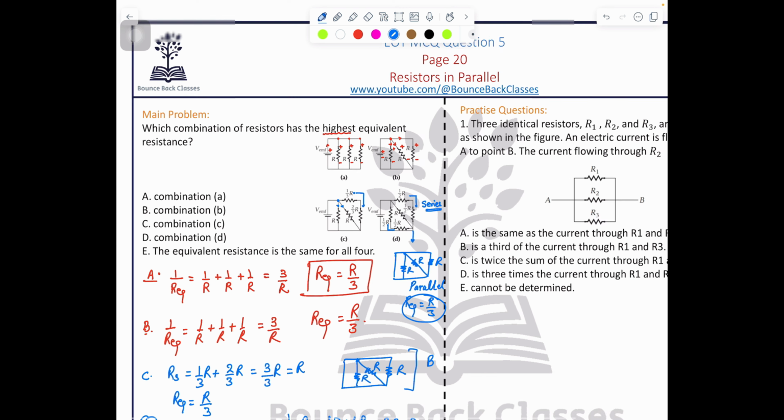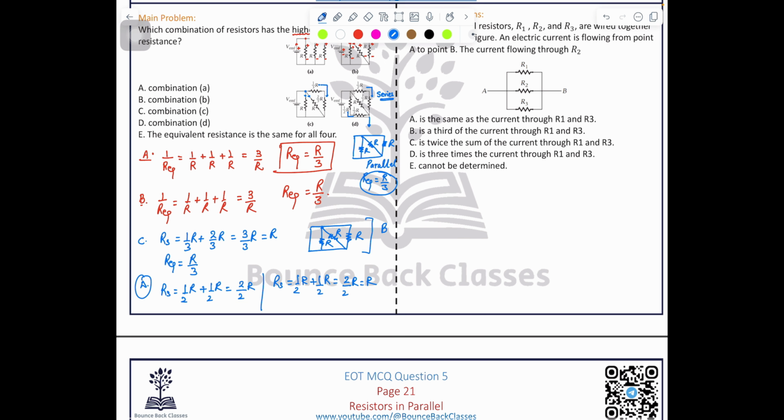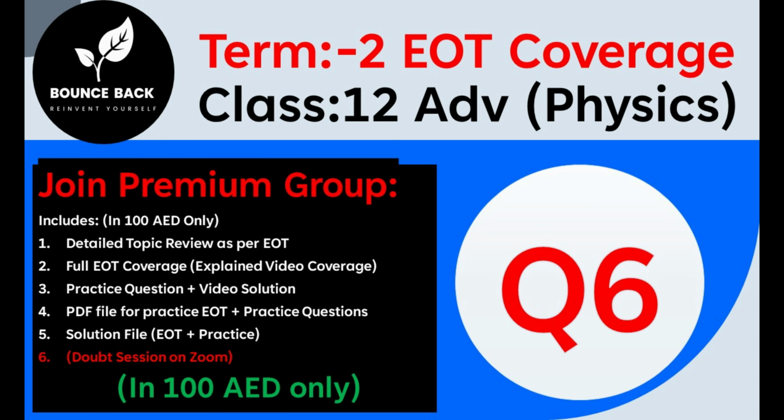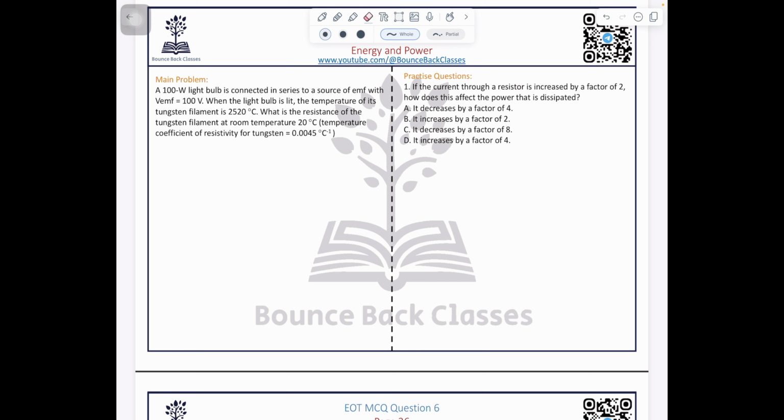Clear? So all four are same. So all four same, all four same. So your answer is E. Clear, guys? Like this, you need to know how to split and how to solve them. This is the main problem.